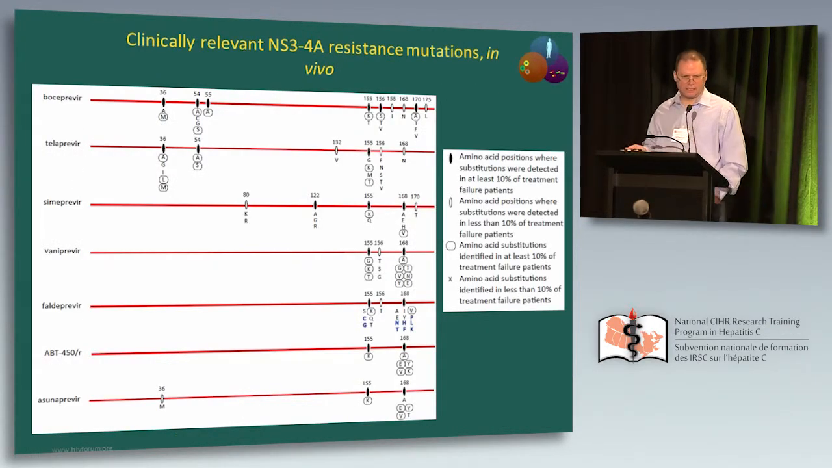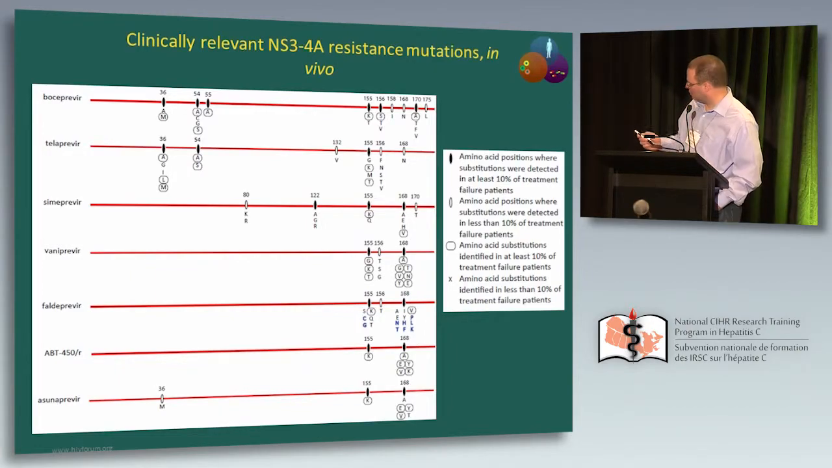This is a resistance map of clinically relevant NS3 resistance mutations identified in vivo, and many of them can be selected also in the replicon system. You can see that 155 and 168 confer decreased susceptibility to literally any of these available protease inhibitors. Just one word regarding the mechanism of resistance here.